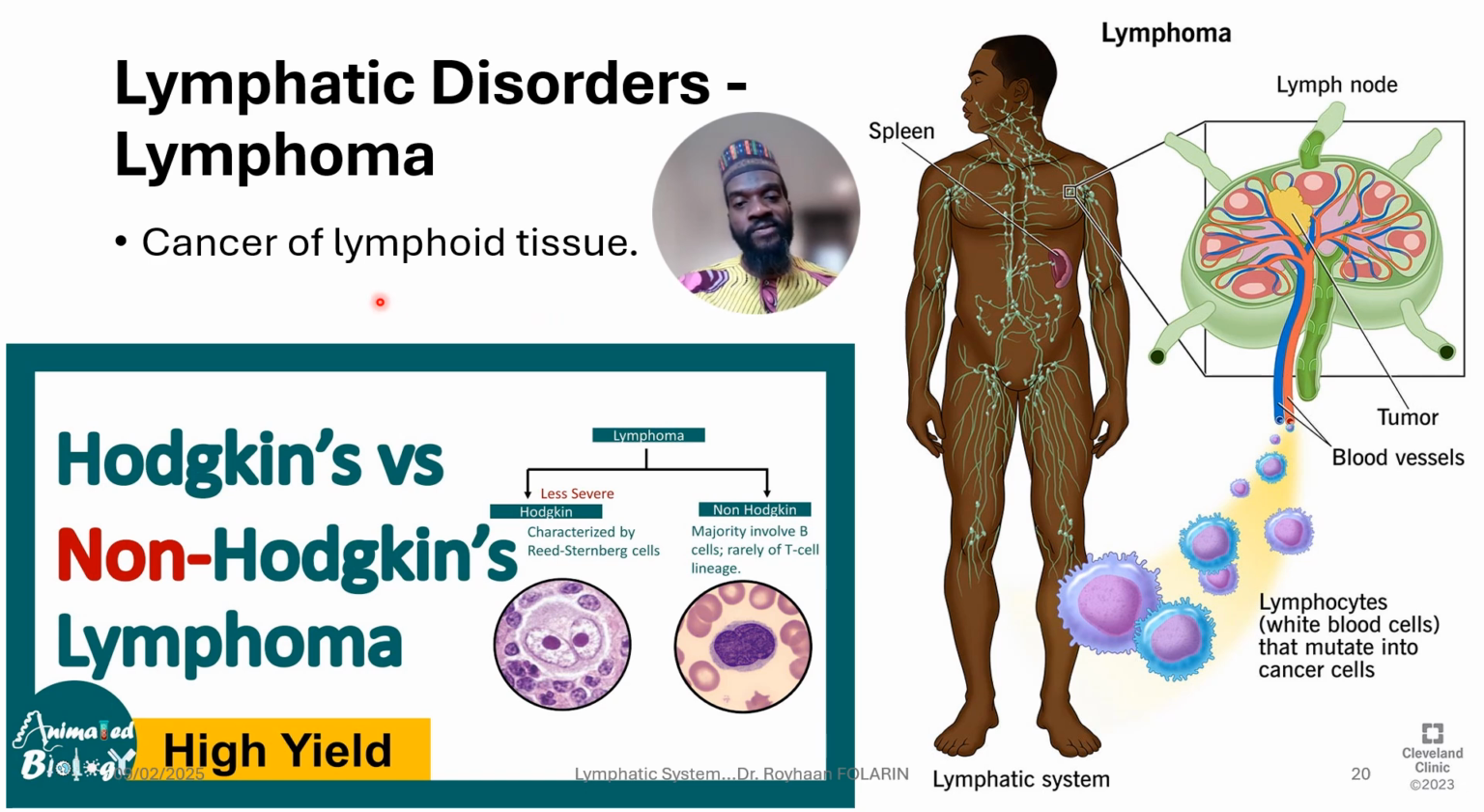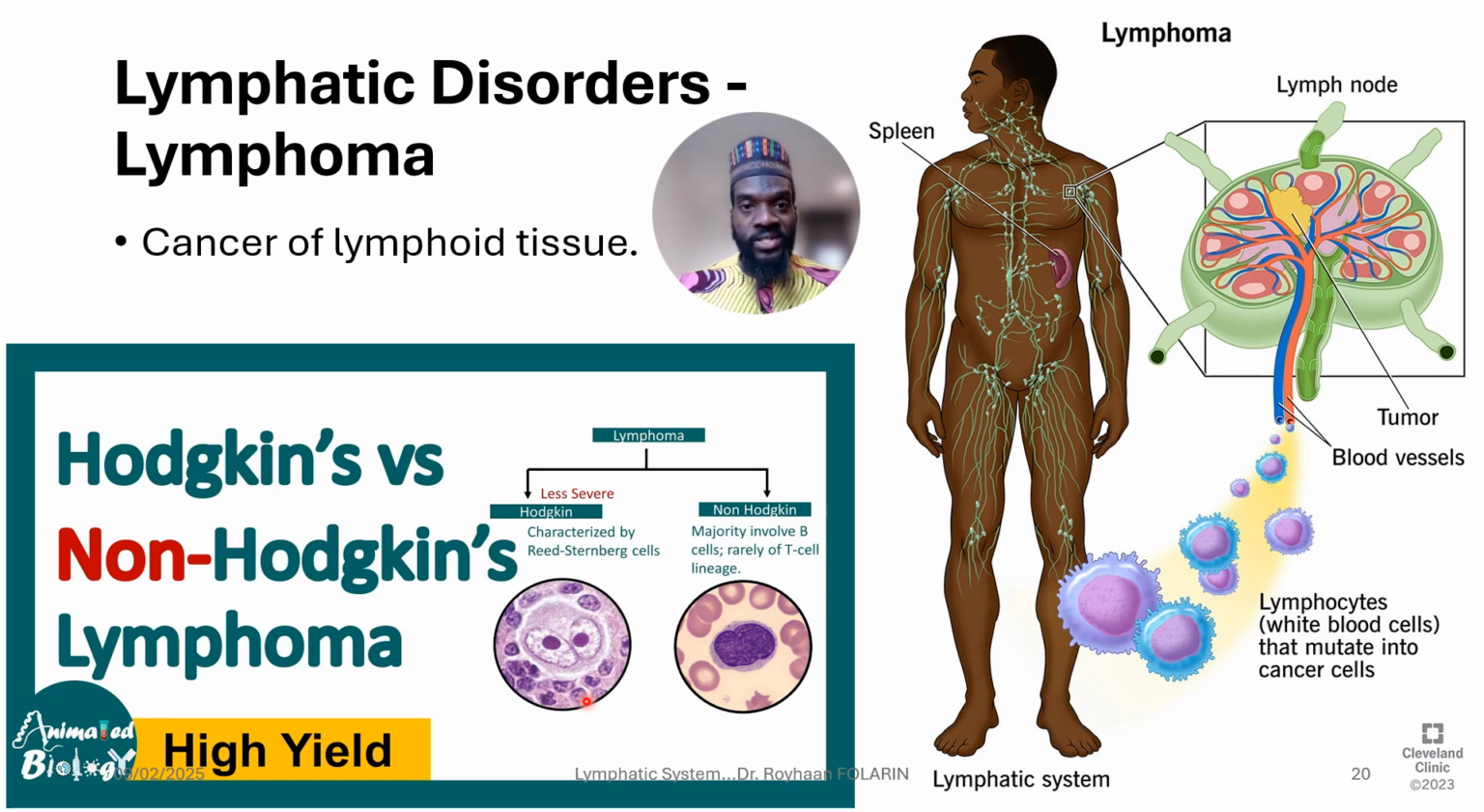Lastly, cancer of the lymphoid tissue is known as lymphoma. It's also a type of blood cancer that originates in the lymphatic system, affecting the lymphocytes. So it is classified into Hodgkin and non-Hodgkin lymphoma, based on the distinct cellular and histological features that you find between them. As for Hodgkin's lymphoma, it is characterized by the presence of what we call the Reed-Sternberg cells, which are large abnormal B lymphocytes with multiple nuclei that are seen upon histological examination.